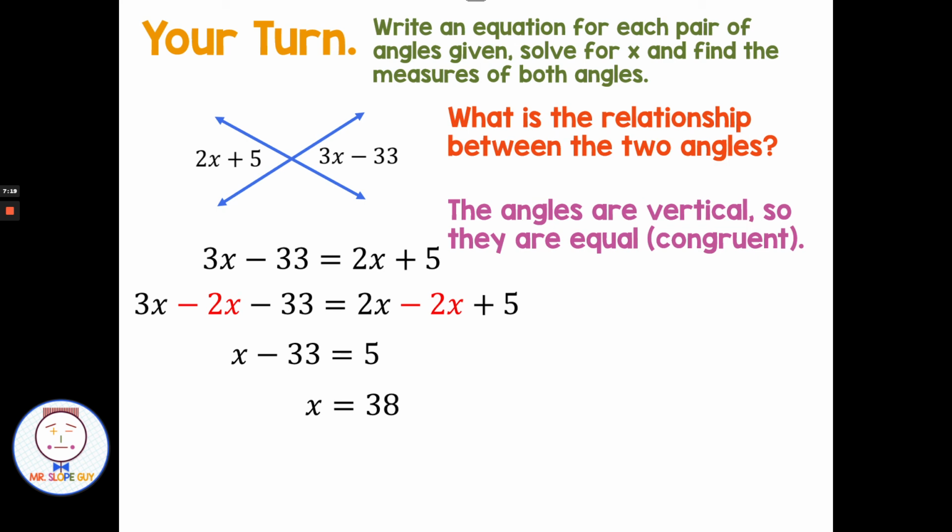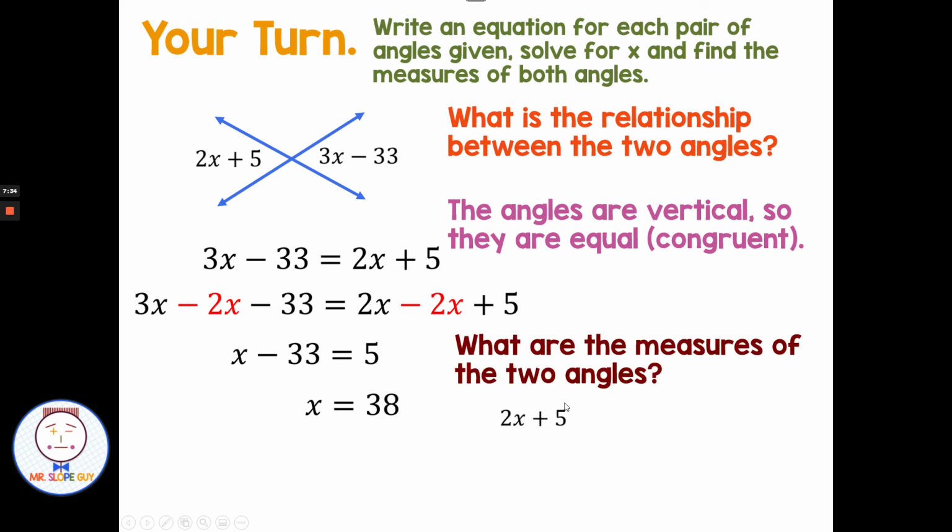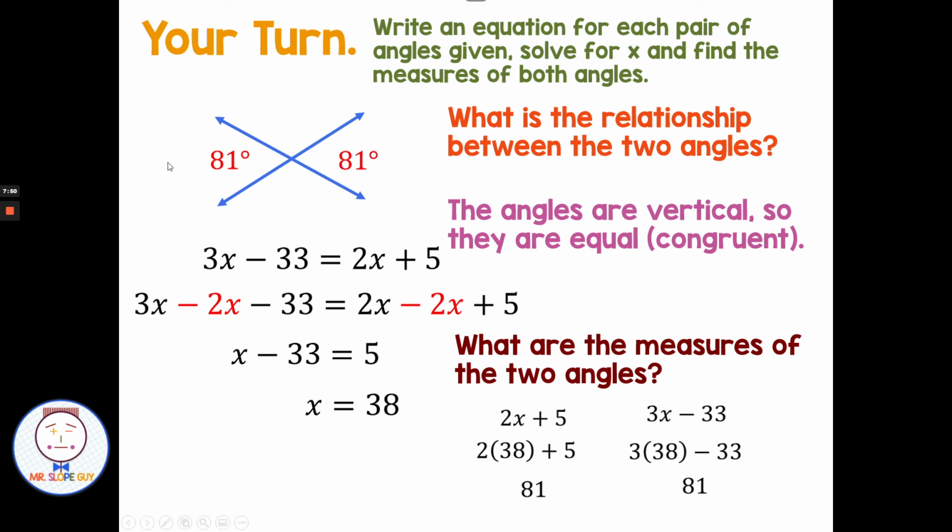Now that I have x is 38, I have the equation part solved, but I want to go back and figure out my two angles. I have the two relationships of 2x plus 5 and 3x minus 33. I can now just go back, substitute 38 in for x on each of those. So I could do 2x plus 5, put 38 in. I get 81. Put 3x minus 33, put in 38 for x, and I get 81 as well. Notice how our vertical angles ended up equal to each other, 81 and 81. Hopefully you guys got that too.